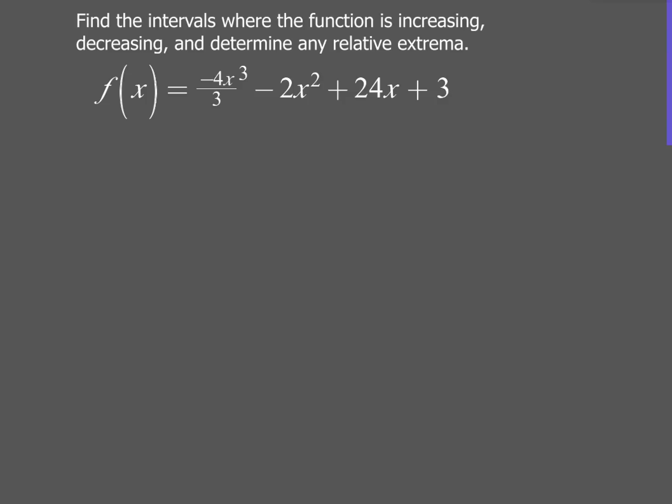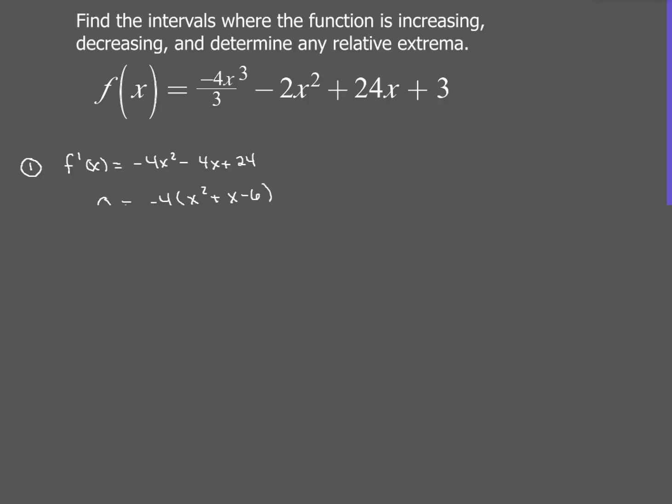Now, a lot of times you'll see directions like this. Find intervals where the function is increasing, decreasing, and determine any relative extrema. So here's our function, a polynomial, and we're going to first take the derivative. Now when we do that, the first derivative, remember, we're just going to use the power rule because this is a polynomial. We'll end up with our derivative, f prime of x equals negative 4x squared minus 4x plus 24.